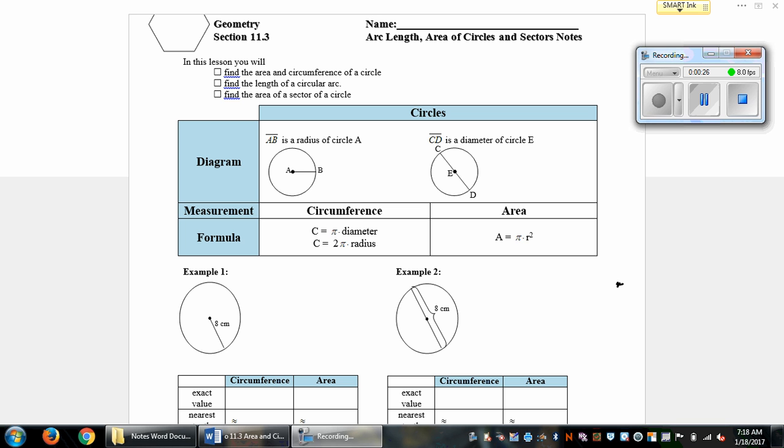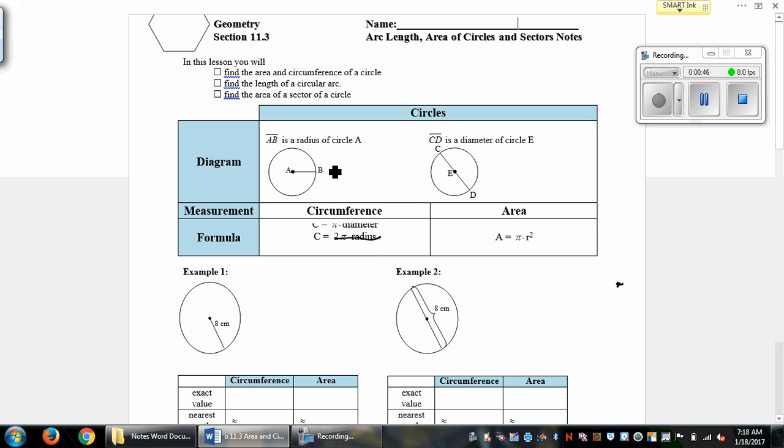So there's two formulas for circumference, both the same thing. We have circumference is equal to pi times the diameter. Diameter is also two radiuses, so you can see it as two radiuses as well. And the area is pi r squared. Again, the radius is the shorter of the two, coming from the center to the outside, while the diameter runs through the entire circle.